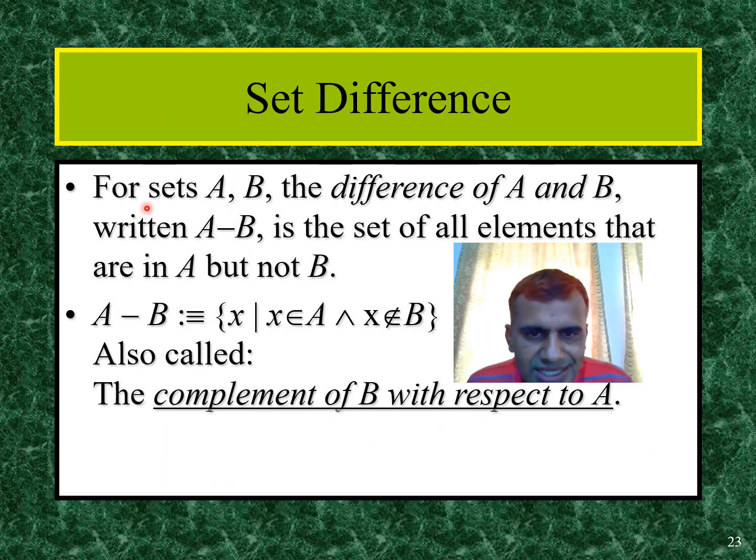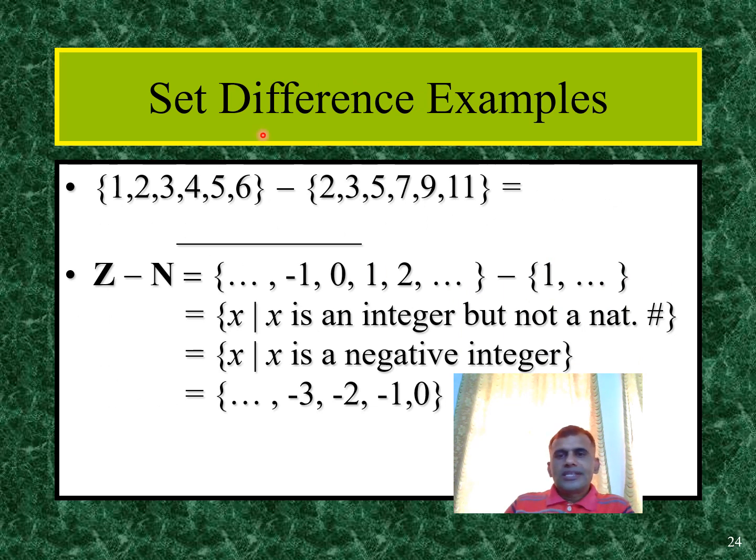Set difference. For sets A, B, the difference of A and B, written as A minus B, is the set of all elements that are in A but not in B. A minus B, that is the difference of sets A and B, is equal to the set containing x where x belongs to A and x does not belong to B. It is also called the complement of B with respect to A. A set difference example is given here.